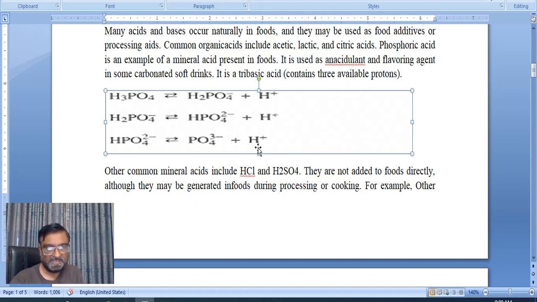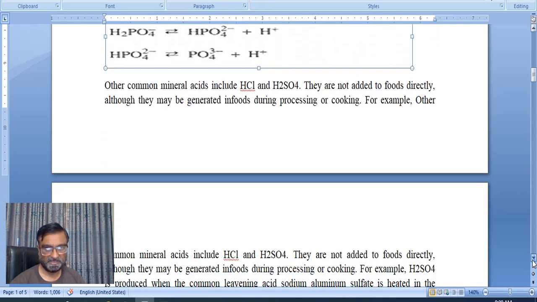Some other mineral acids, HCl and H2SO4, are not used directly in food, as they are not food grade.